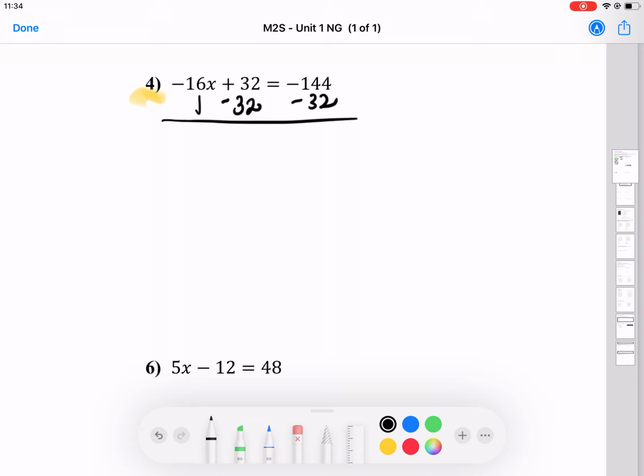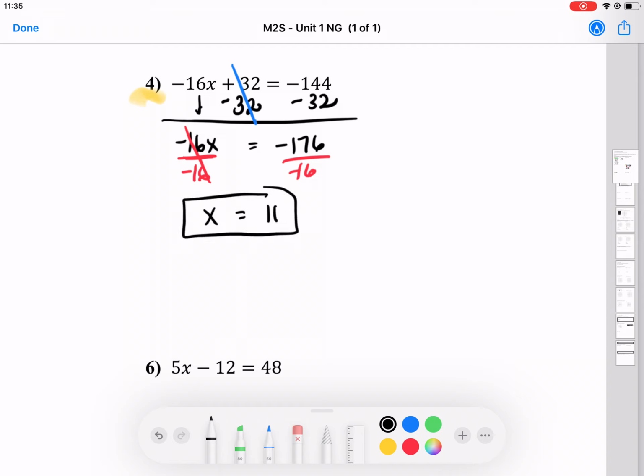And that's going to give us the -16x. Those two will cancel because 32 minus 32 is 0. And then -144 minus 32 is -176. And then we're going to go ahead and, like we did before, because this is multiplication right here, -16 times x, we're going to divide by -16 on both sides, because what you do to one side you have to do to the other, and you end up with x, 1x, or just x, equals +11, because when you divide two negatives you get a positive.